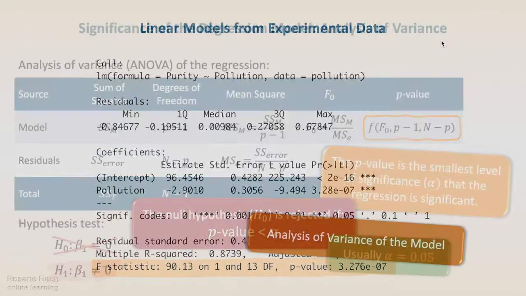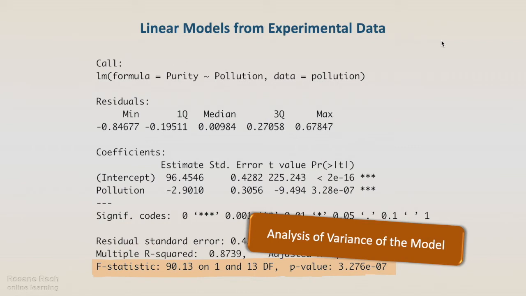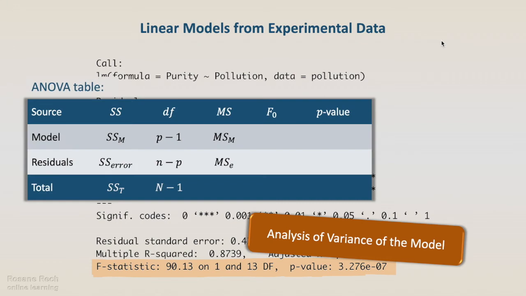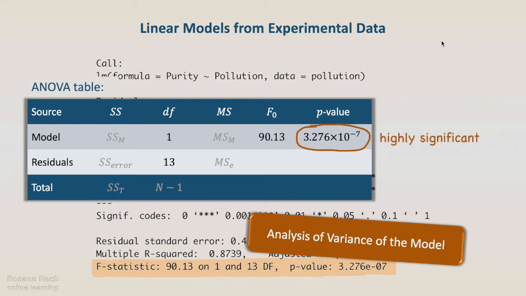So let's go back to the linear model output and use the information on the analysis of variance of the model to fill the ANOVA table. We have the degrees of freedom, the F0, and the p-value. The p-value of 3.3 times 10 to the power of negative 7 shows that the regression model is highly significant. This whole information may seem a little exaggerated. However, it is essential when dealing with multiple regression variables, as we are going to see shortly.